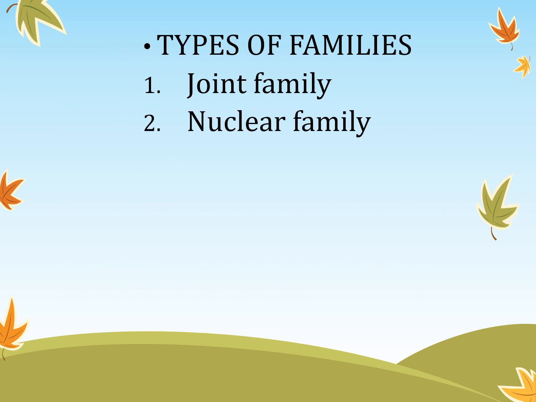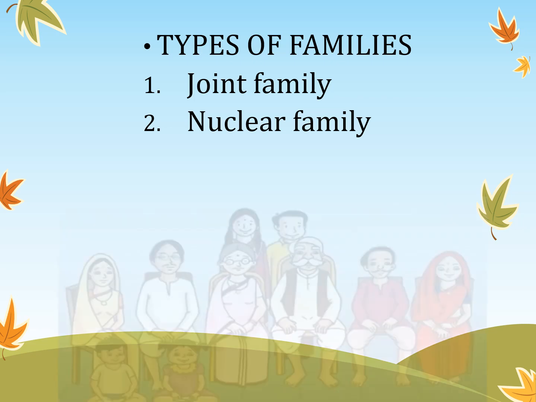Now, types of families. Basically, we have two types of families. Family is a universal institution. First of all, students, you need to understand family is a universal institution. Institution means a practice or a custom, but its structure or form varies from one society to another. Some are having only three members in a family, some are having 12 people or 6 people or 8 people in a family, right? So majorly it is divided into two parts: joint family and nuclear family.